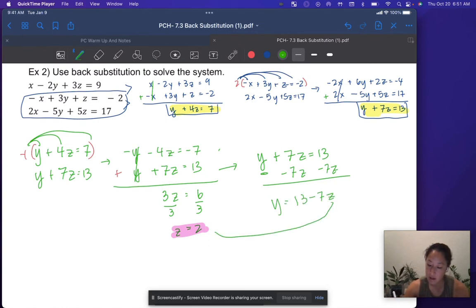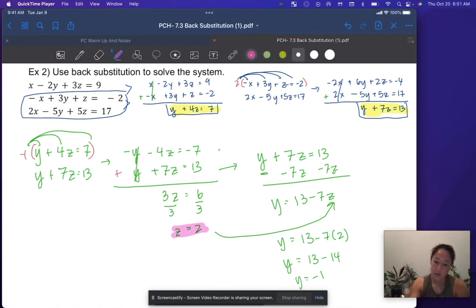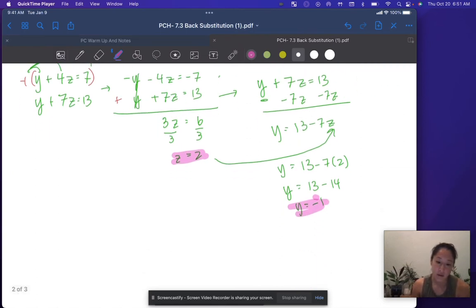And then I remember that z is equal to 2, so I can substitute that back in. y is equal to 13 minus 7 times 2. So y is equal to 13 minus 14, which is y is equal to negative 1. Oh, second variable solved for. Love that. We just need to solve for the third variable now.